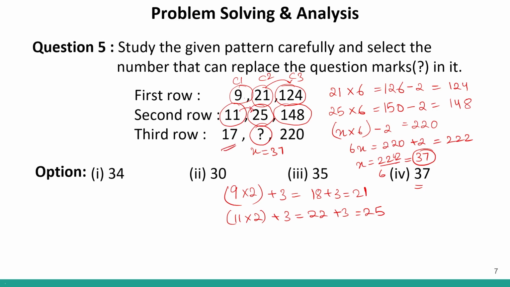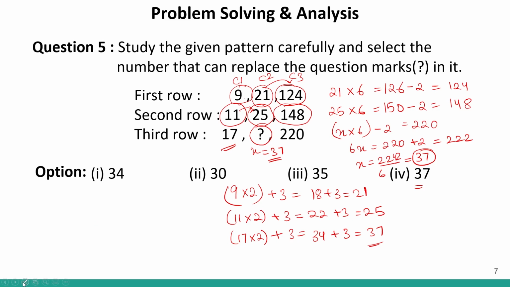So this number is related to this number the same way this number is related to this number. Now let us check for 17. So 17 into 2 plus 3 will be how much? 17 into 2 is 34, plus 3 will give me 37, which was our missing term. So this also holds the same equation as the above rows. Correct? So this is also a type of question that you can get in logical grid.